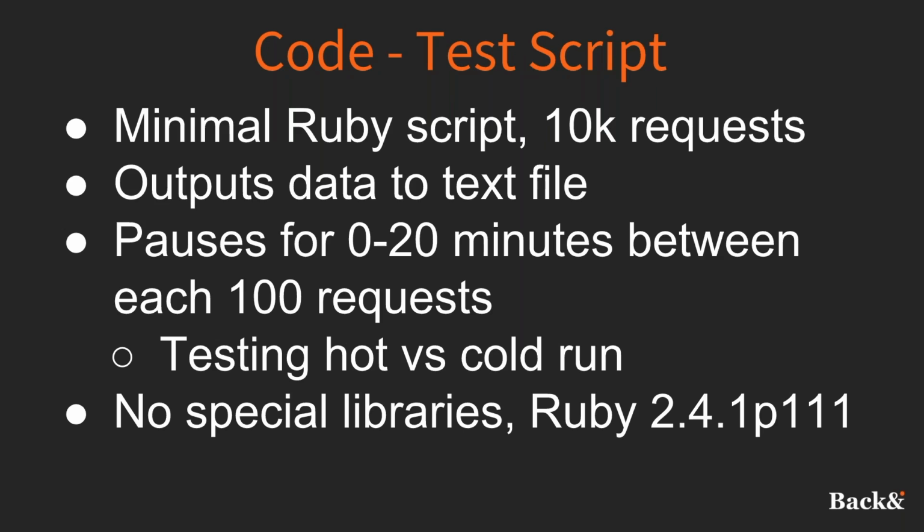So the test script itself, I wrote it in Ruby just because that's a language I'm very comfortable with. It's a fairly minimal script. It sends 10,000 requests. It outputs all the data to separate text files for each provider. And I have it pause for 0 to 20 minutes between each 100 requests. As I mentioned, I'm looking to test the hotness versus coldness of the function.